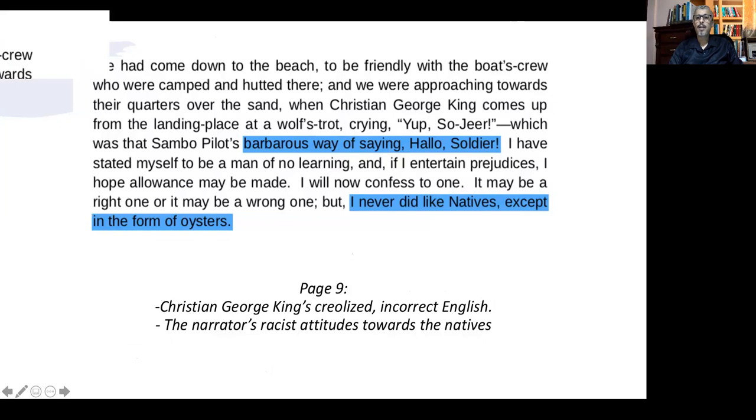So here, shift in perspective. It's a radical change. It's a big change in the opinion of the narrator.